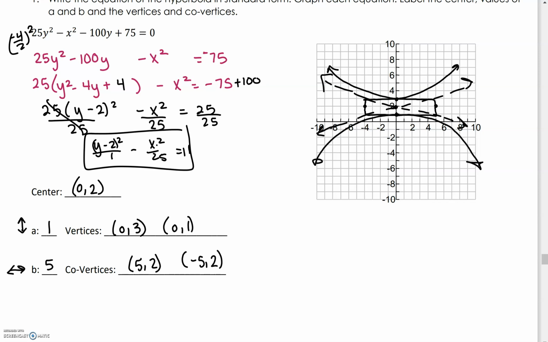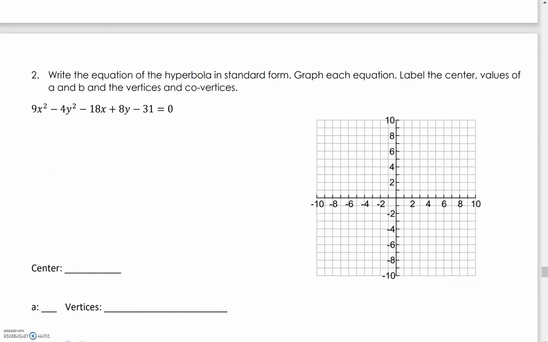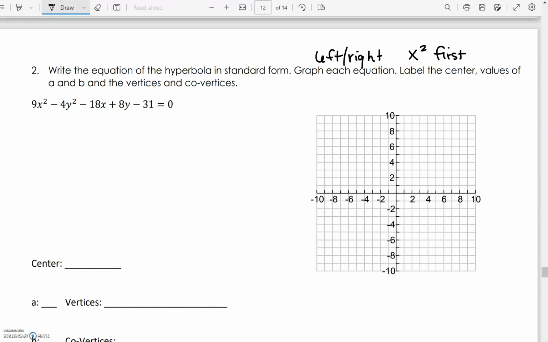There we go. All right, so let's take a look at one more here. If you want to try this one, you can pause and try it and then check when you're ready. Make sure you get your x's together, then your y's together, because x is positive. We want that one first, then our y's. So this is going to go left to right because our x is first. X squared is first.